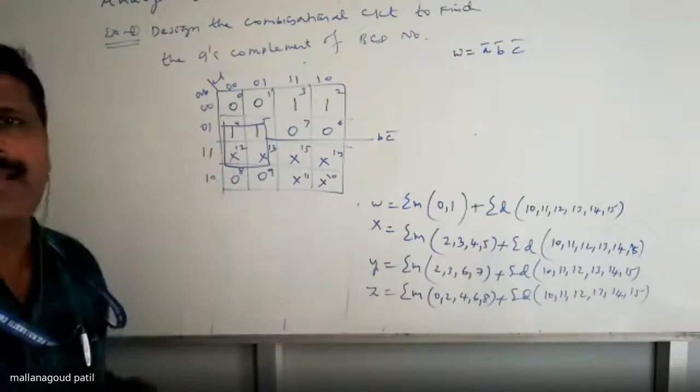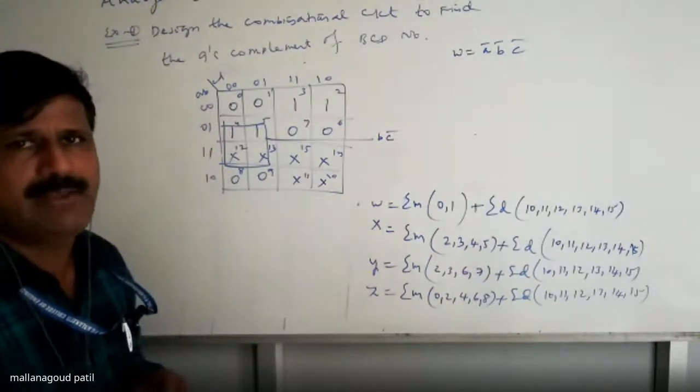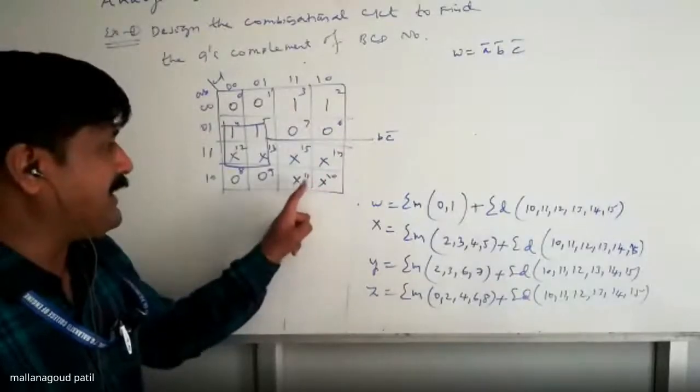Then do you have another block of 4? Group of 4 is possible? Yes, sir. 2, 3, 11, 10, sir. Yes, sir. 2, 3, 10, 11.